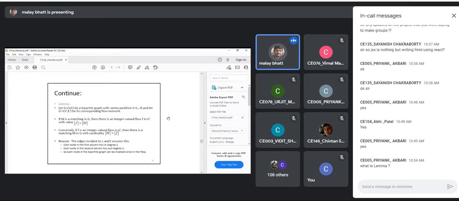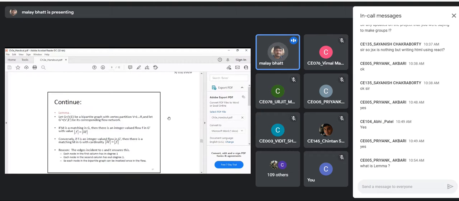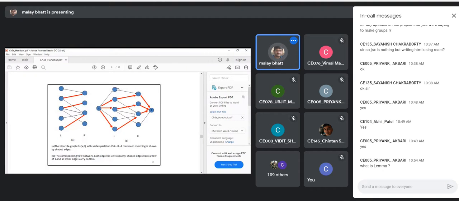Conversely, we can say if F is an integer valued flow in the graph G', then there is a matching M in the graph G with cardinality |M| equal to |F|. So basically it is telling that the flow value and the maximum matching value will be equal. Why is it so? Because each node in the first column has in-degree of 1. If you look at the graph, you can see that the in-degree of all the nodes of L is 1. Similarly, the out-degree of all the nodes in R is also 1.